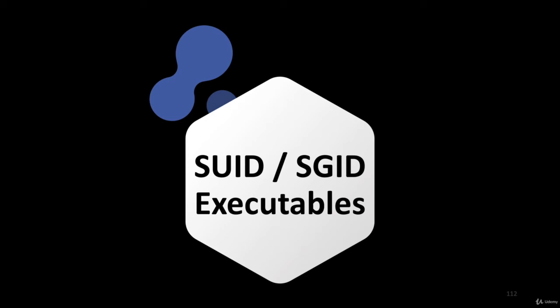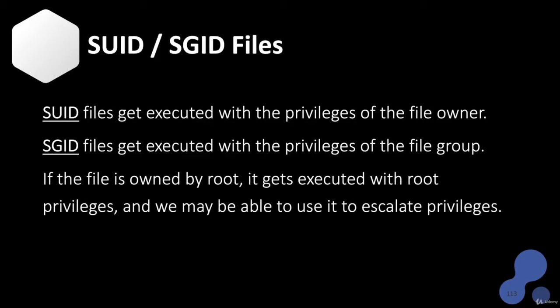SUID and SGID executables. As a quick recap from earlier in the course, SUID files get executed with the privileges of the file owner, while SGID files get executed with the privileges of the file group. If the file is owned by root, it gets executed with root privileges, and we may be able to use it to escalate privileges.